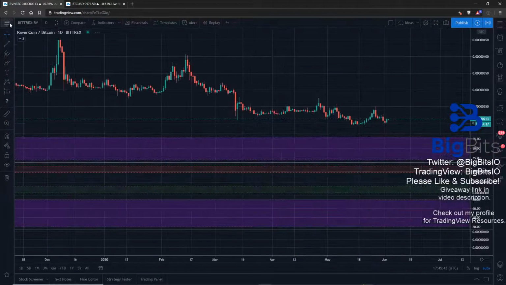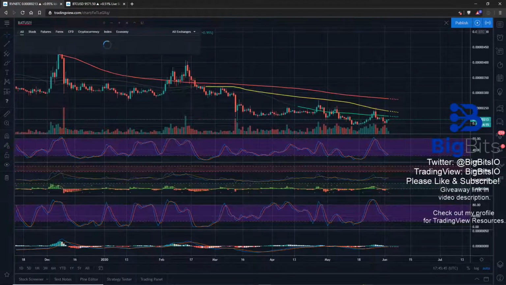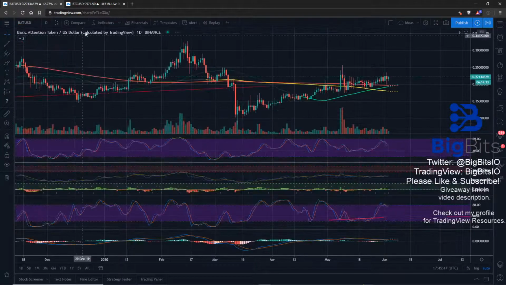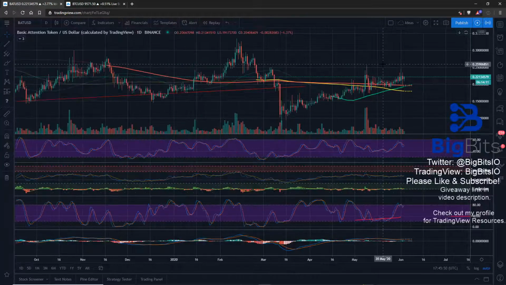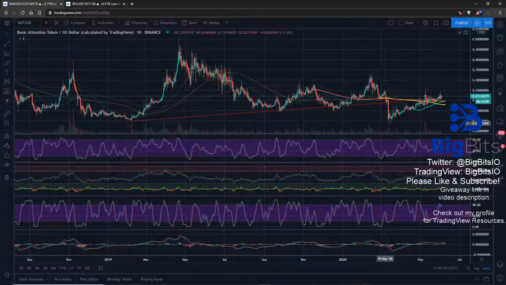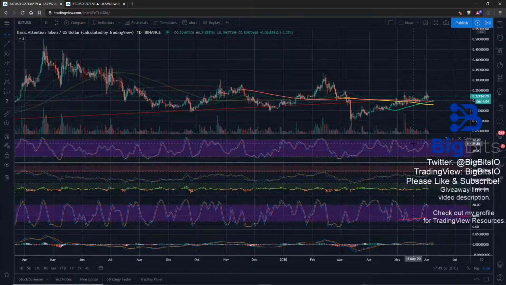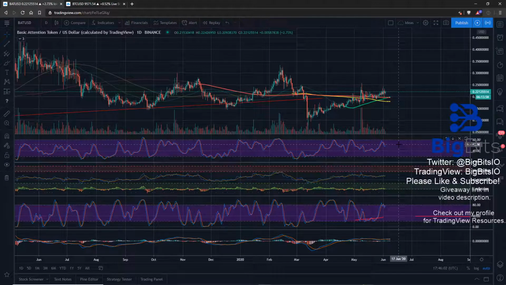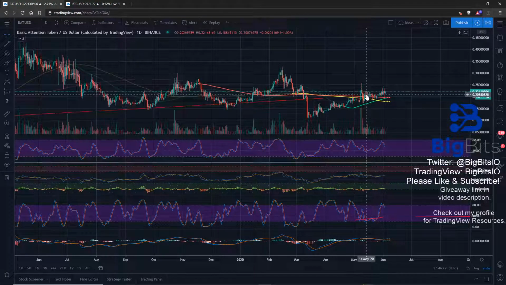All right, so let's see if there's another one I want to take a look at. I want to take a look at basic attention token. I always take a look at it. And I think we just talked about this earlier, how it's had a steady rise. All of the altcoins kind of look like this versus USD right now on their momentum, potentially turning back up. The good thing about basic attention token, it is above all 3 key moving averages, so that's good.